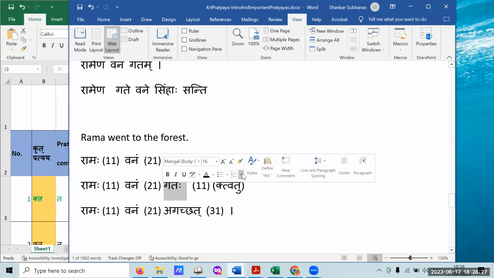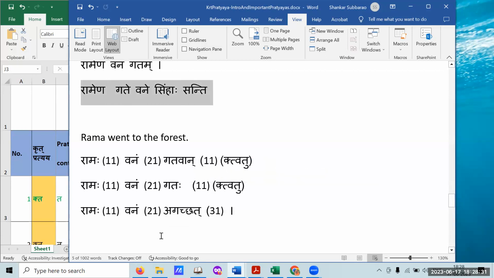And if we wanted to say this, Ramena gate vane simha santi, if you try with agachat, you will be in trouble. Because Ramaha vanam agachat is one sentence. Then you will have to say Tasmin vane simha santi. You will have to add a second sentence. You cannot make it one sentence. Now you can make so many adjectives within that. This is a phenomenal flexibility which is given to you by Kridantas. It cannot be enjoyed without Kridantas.